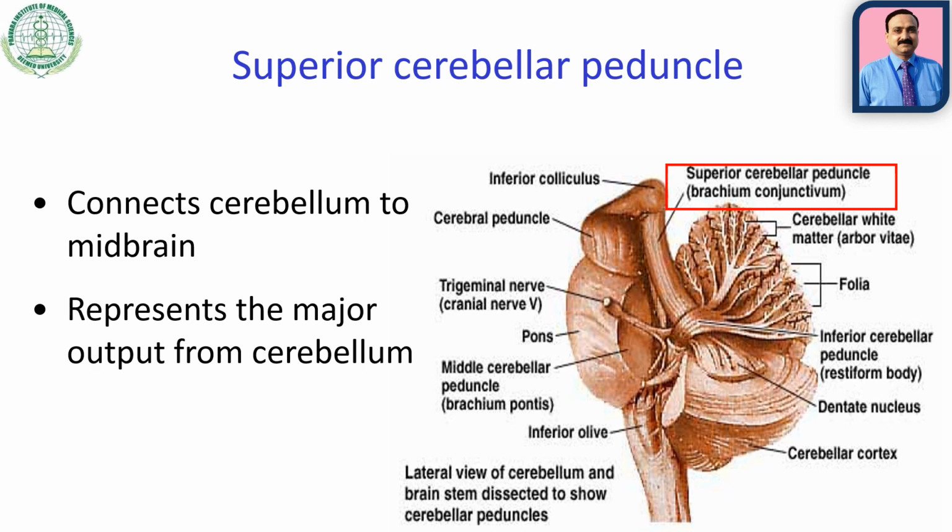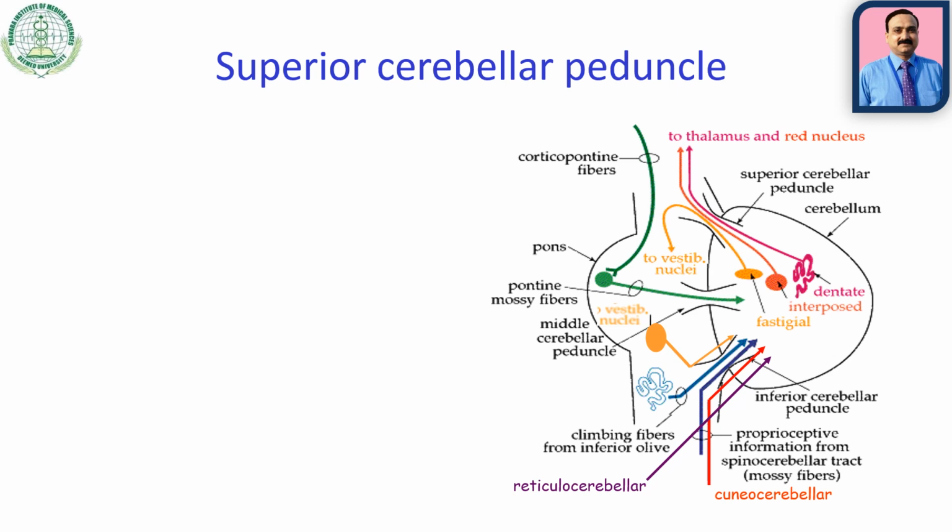It represents the major output from the cerebellum. So output connections are through the superior cerebellar peduncle. What are the output connections that we will see? In this diagram, you can make out this one is the superior cerebellar peduncle. This is the cerebellum, this is the pons, this is the medulla, and this one is the midbrain. You can see the cerebellum is connecting to the midbrain through the superior cerebellar peduncle. And you can see all these are the connections.